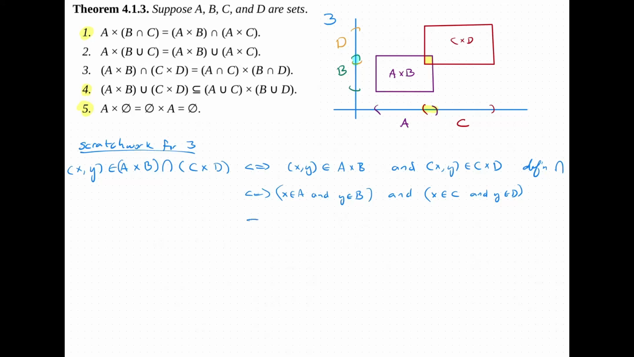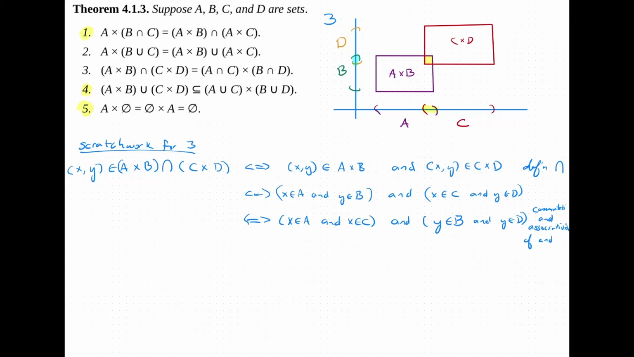And so now what we are going to do is rearrange this so that we have x is in A and x is in C, and similarly we have now y is in B and y is in D. And so now here we're using commutativity and associativity of and, since all the statements that we have are with ands.